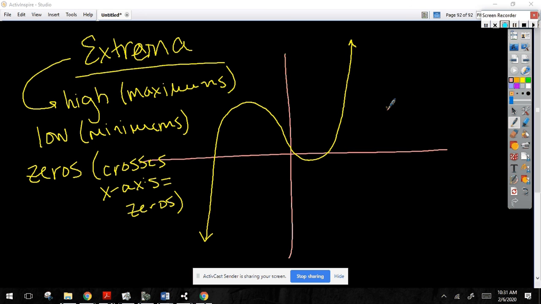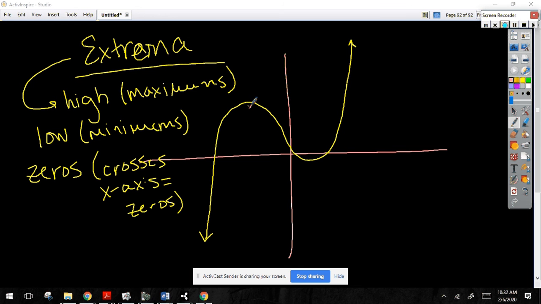High points, low points, and zeros. Those are the extrema that we're going to be talking about. So as you look at this, I see all three of those within this graph. Okay? What do you think a maximum might be here? Infinity. No, you can't, it goes all the way because it keeps going. So you got to define them.